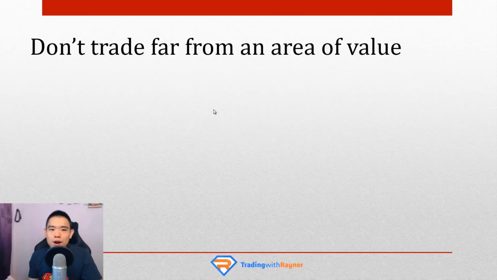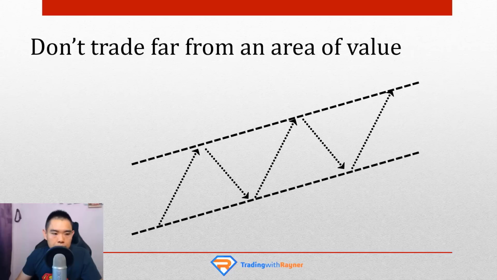don't trade far from an area of value. Let me explain what this means. So let's say, for example, if you know that the market is, let's say, in a trend channel like this, okay, and clearly you want to buy since this is in an uptrend. But from the looks of things, right, do you want to be buying at this point? Let's call this A, or do you want to be buying at this point? Let's call it B.